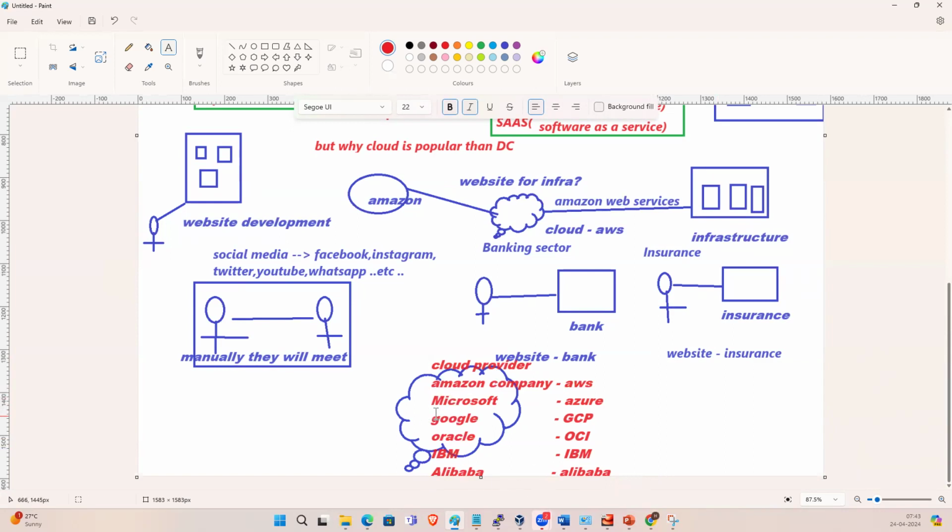They all did the same thing: they created a website and linked it to the data centers. So what are the cloud providers, guys? Tell me, everyone.